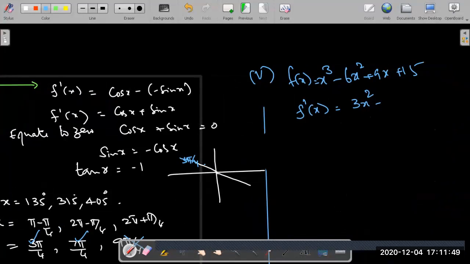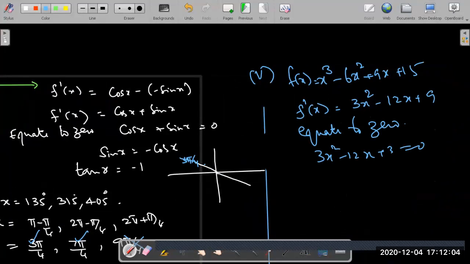So this is 3x squared. This is minus 12x plus 9. So equate to 0. Then we have 3x squared minus 12x plus 3 equals 0. Divide by 3. x squared minus 4x plus 1 equals 0. So these are the roots we need to find now.